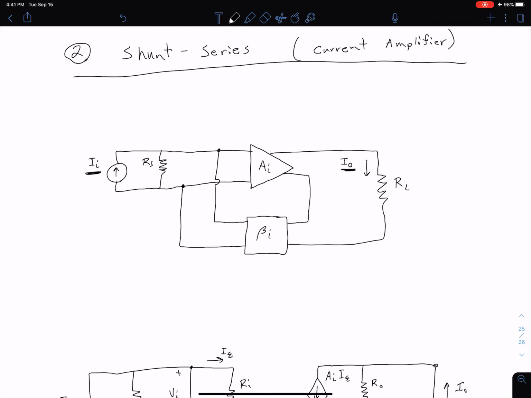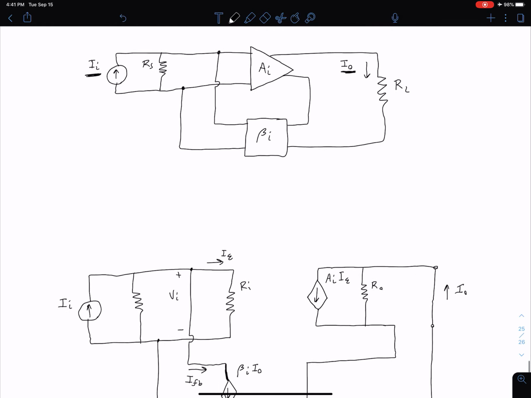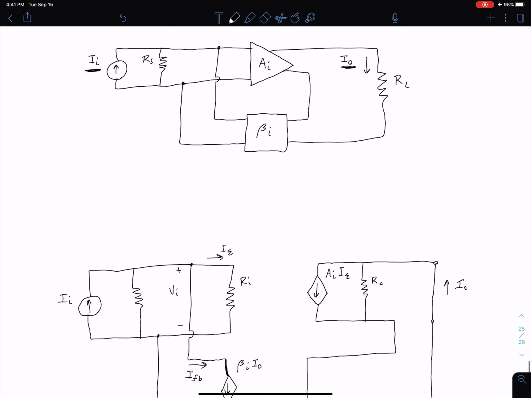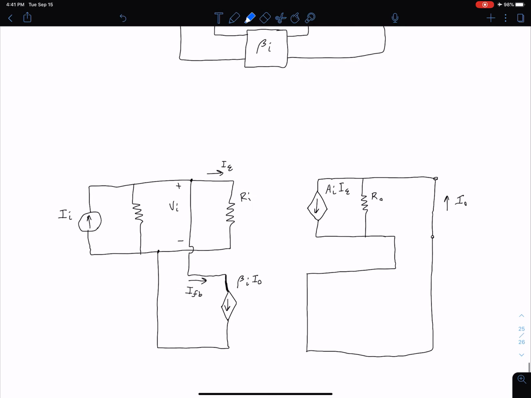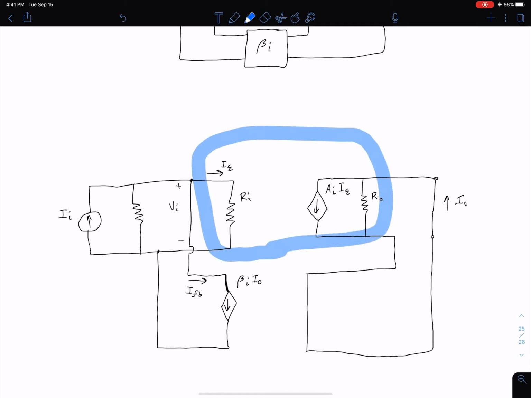Just like we did with our voltage amplifier, we can expand this a little bit. If we're looking at our basic amplifier block here, our A_I, we can approximate that with this here, where we have an input resistance R_i, and then on the output side we have a dependent current source which is in parallel with some output resistance R naught.